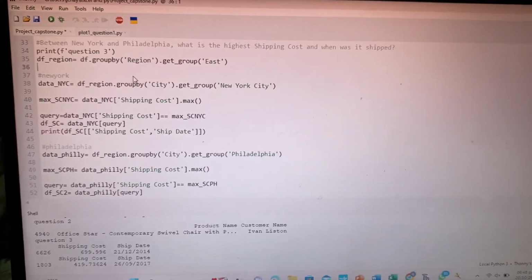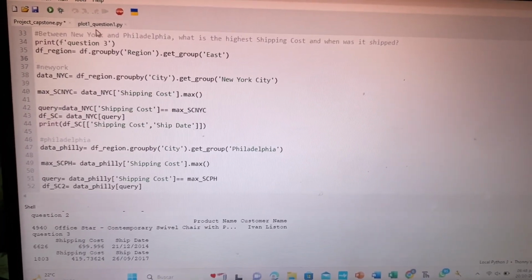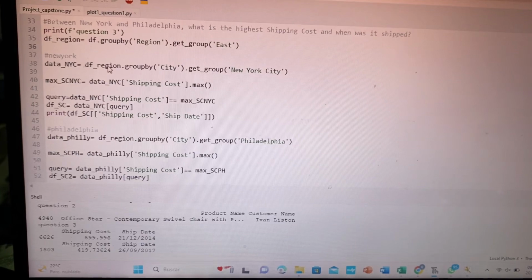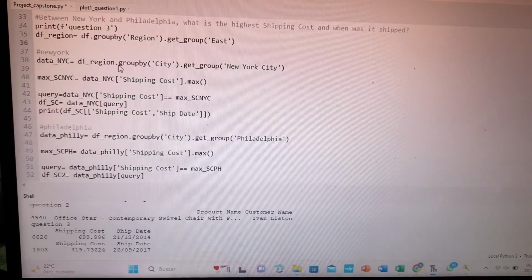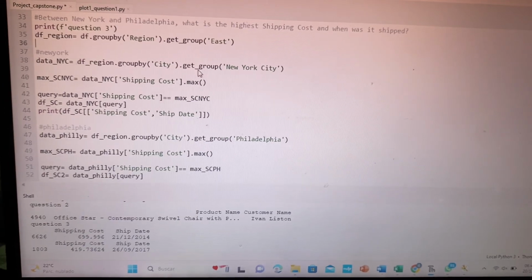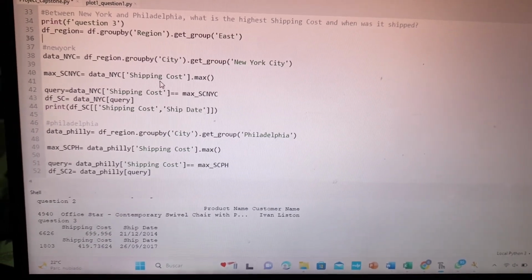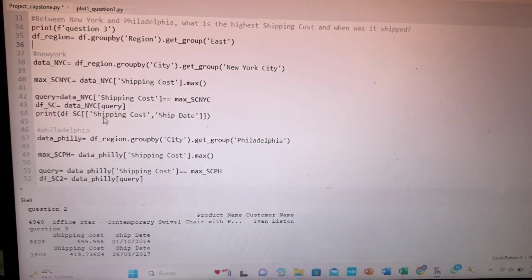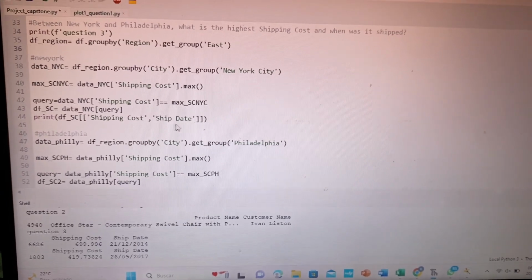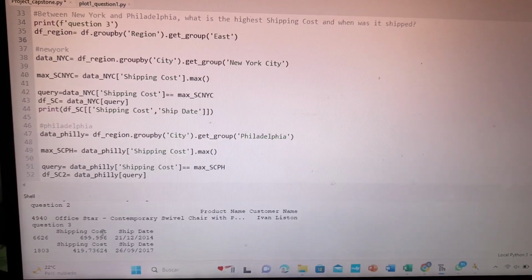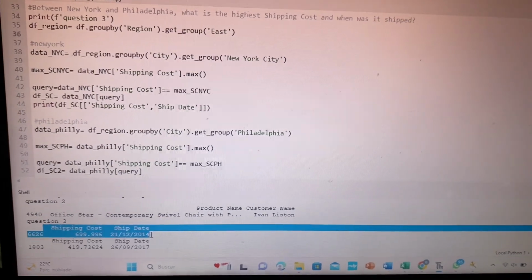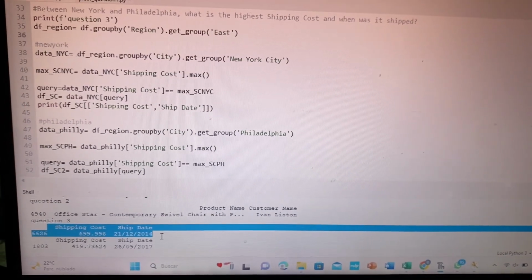So first, I obviously got the region from East, and these 2 states are from the East, so it is in the data frame. And first I focused on New York to get the data using the group by city and the New York. Then I got the maximum shipping cost. And with that, I made the use of queries again to specify after that what is the shipping cost and the shipping date. So it appears here in the question number 3, shipping cost, ship date. For New York, it was this result.